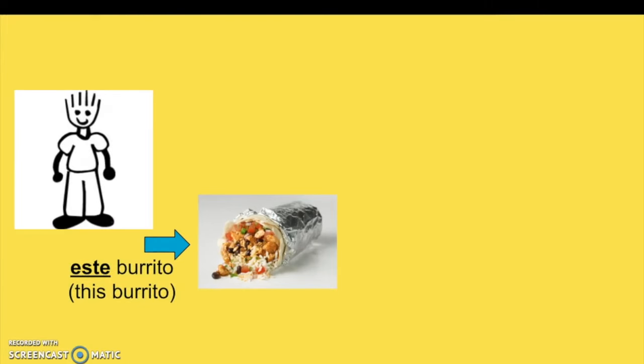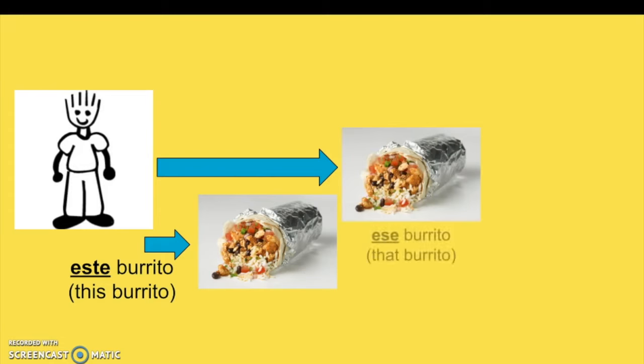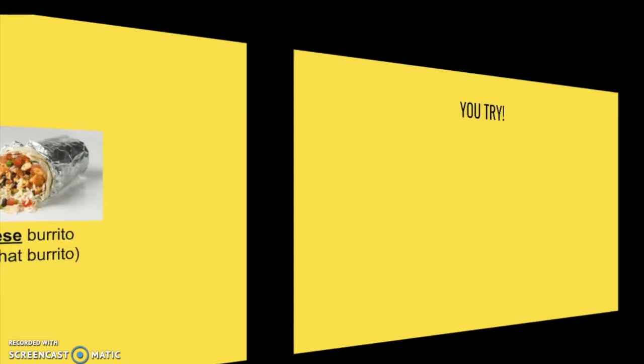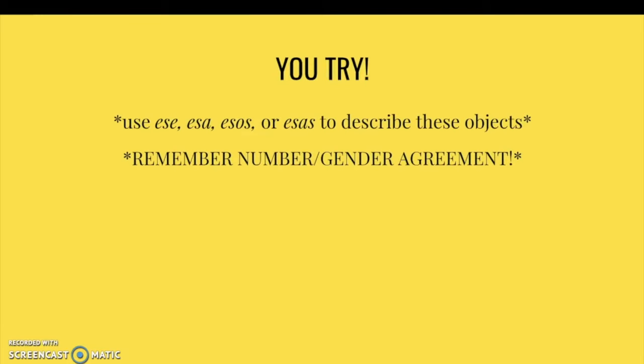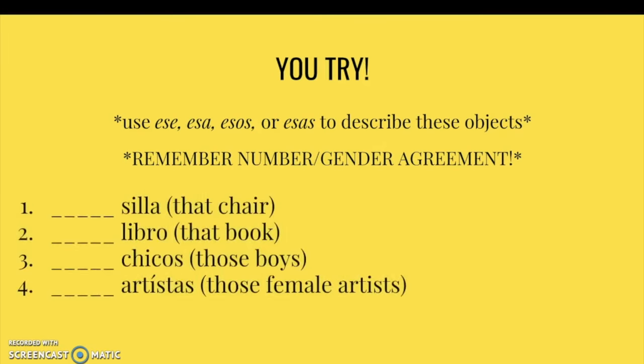So, we already talked about this burrito, este burrito. We can go then to that burrito, ese burrito. Now, let's do some practice. Once again, still remember that number and gender. I'm putting these examples up here again. This would be a great time for you to pause the video and try these on your own.